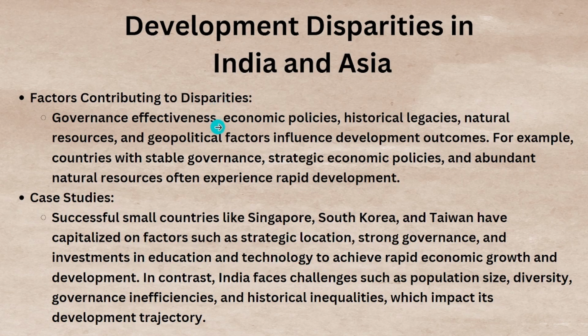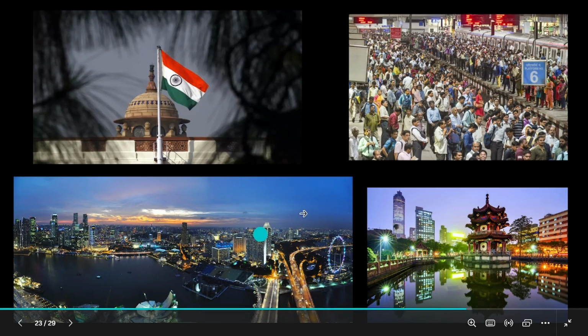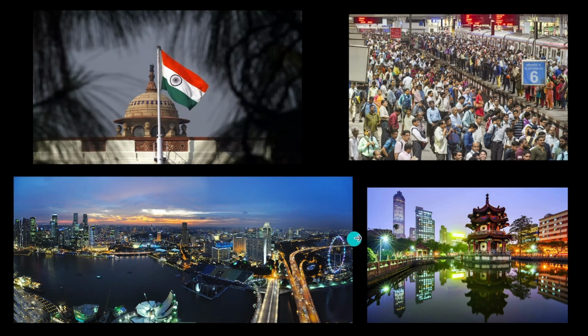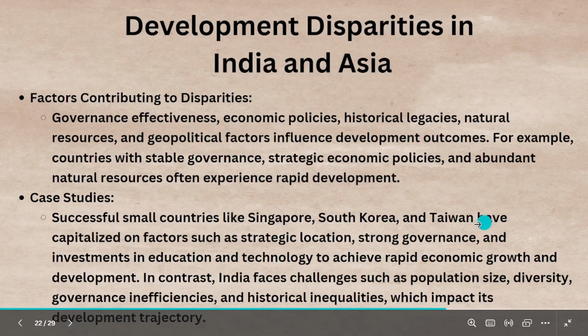So what he is telling is disparities. Why do differences occur between India and some other country? I will show you some pictures. This is Singapore, you know. If you heard the word Singapore, it is in Asia. It's a small country, but see how developed this city is. Or this is Taiwan, which is a small country. See, here the name is also there, Taiwan.